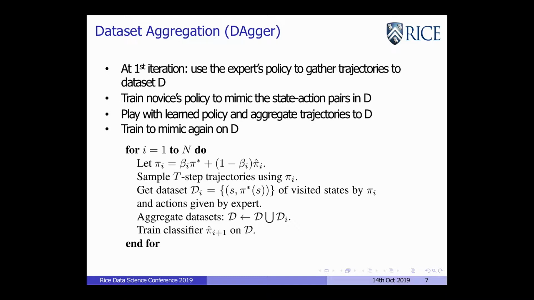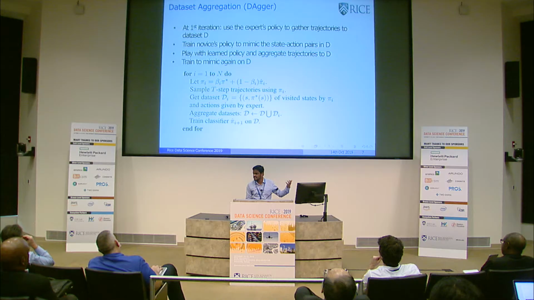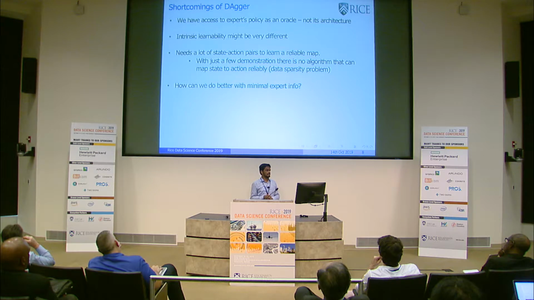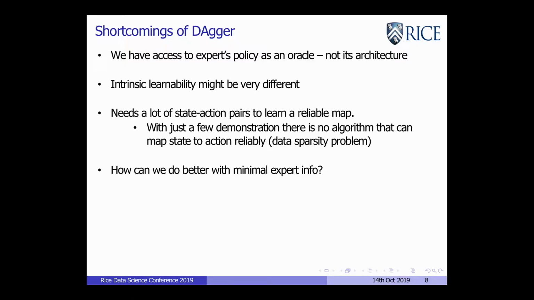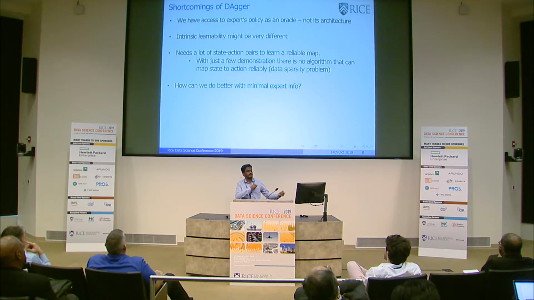So this seems nice. We are generating expert trajectories and learning, but what are the shortcomings of Dagger? First thing, it is expected that we have the expert's policy as an oracle, but we do not really know how the expert was trained. Maybe we start with an architecture that can never learn the state action correspondence that an expert proposes. Second thing, the state space is really huge for most of the applications. So we need a lot of state action pairs to learn a function that directly maps and learns this correspondence of an expert.